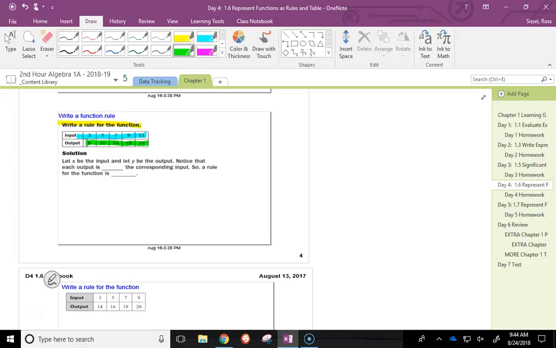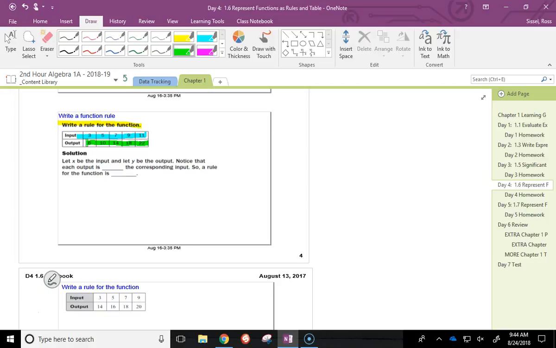You then can just check real fast. Does a simple multiplication problem work? 3 times 2 gives me 6. 5 times 2 is 10. 7 times 2 is 14. So I know that is going to be my rule because it works at least 3 times.